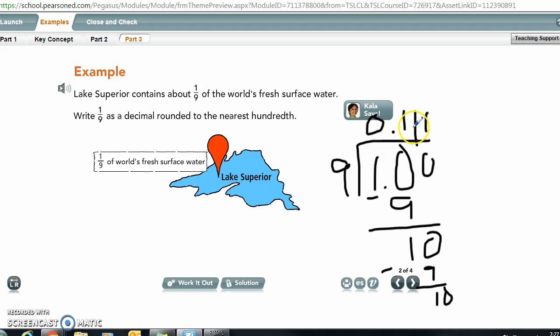We can round this. So if I have 0.11, I need to look at this 1 and say, okay, is 1 greater than 5 or less than 5? And it's less than 5, so I'm going to round it to 0.10. Again, I'm rounding that to 0.10, sorry, because this 1 is less than 5.